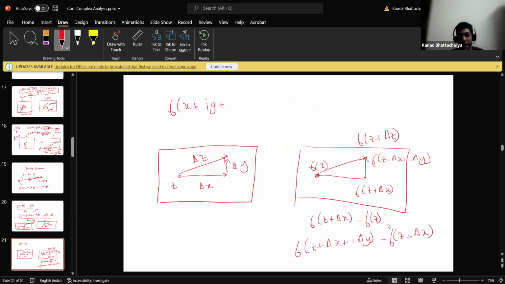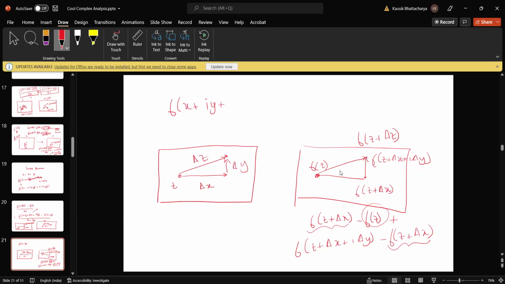So if you add these two, you see this term cancels, and we get the normal difference. I'm just trying to decompose the change as we're going by some delta z amount. We're going to the right by a little bit and up by a little bit. So that's what I'm trying to say. Does that make sense?